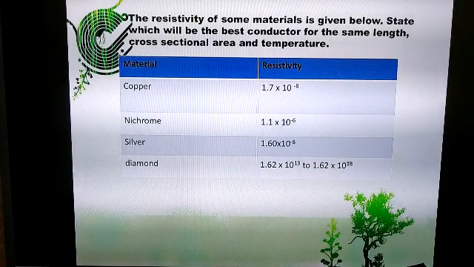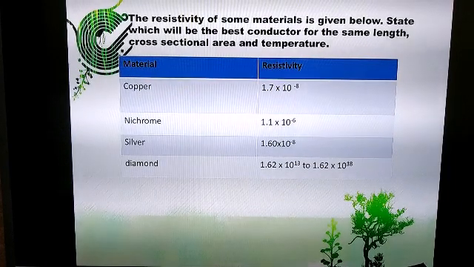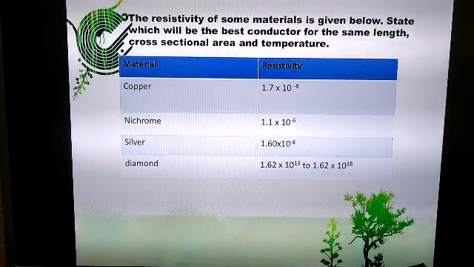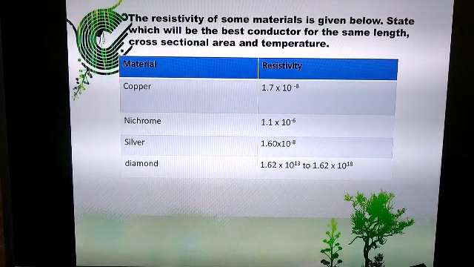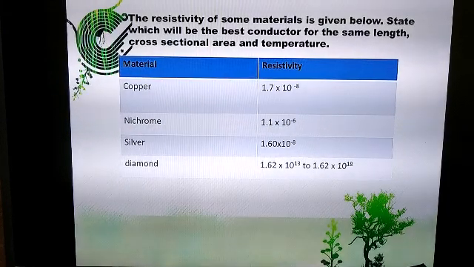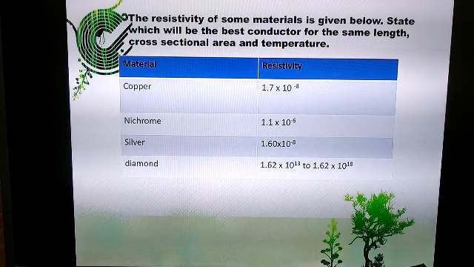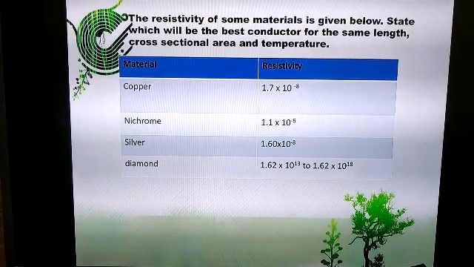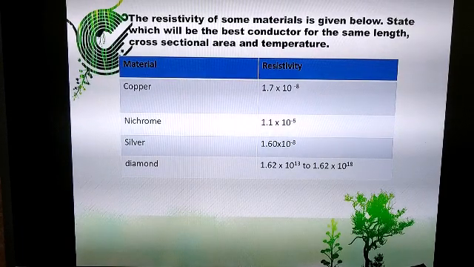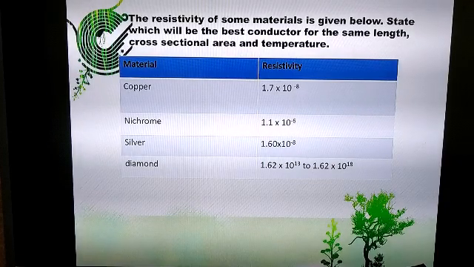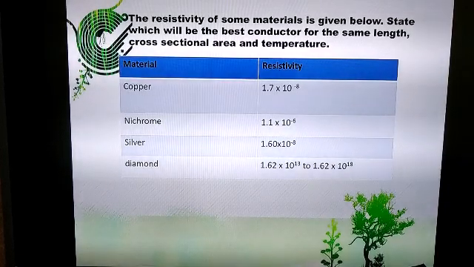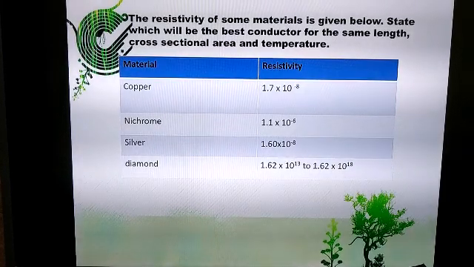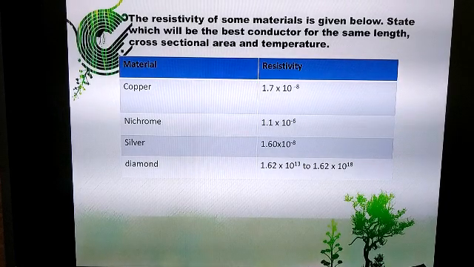So if the resistivity of some materials is given to us, which material will be the best conductor of electricity, of course, for the same length, same cross-sectional area and same temperature? Remember, the material which has the least resistivity is considered the best conductor of electricity, and the material which has the highest resistivity is considered the bad conductor of electricity. So out of copper, nichrome, silver and diamond, you will find that silver has the least resistivity of 1.6 into 10 raised to minus 8 ohm meter. Therefore, silver is the best conductor of electricity.